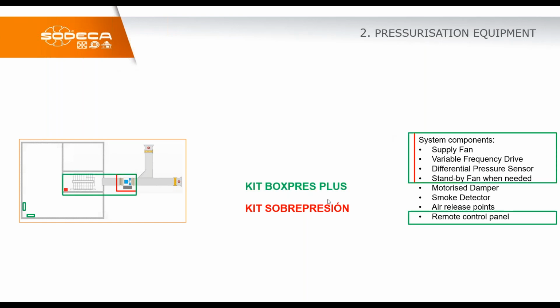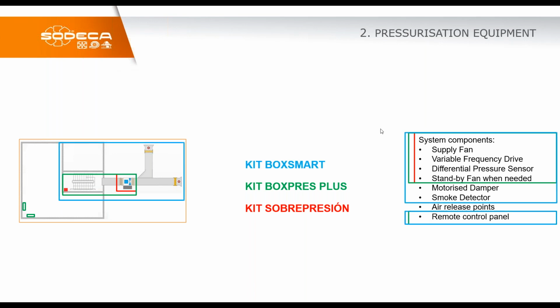The Box Press Plus, apart from what we have seen here, allows the connection of the remote control panel. The Box Smart additionally allows the connection of the damper box, the motorized damper with a built-in smoke detector. And finally, the KitBox PDS and KitBox PDS Smart allow the management of the air release.